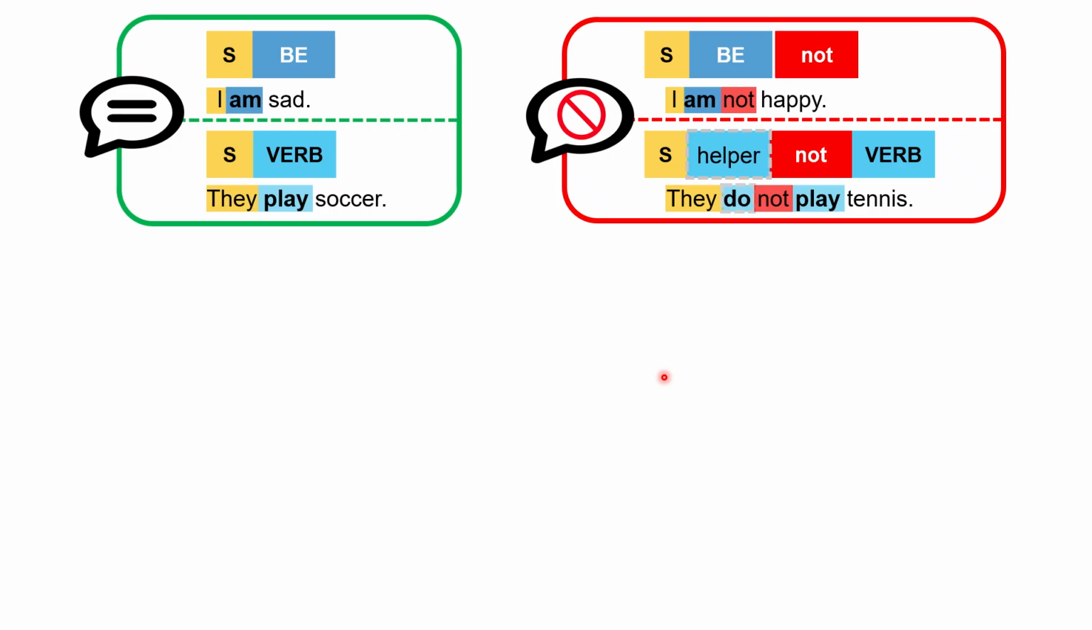So, if it's a negative sentence and it's a regular verb, add do not. The be verb, there's no do. Next, questions. Questions are different if it's the be verb or a regular verb. And for Unit 1, we'll just look at yes, no questions.